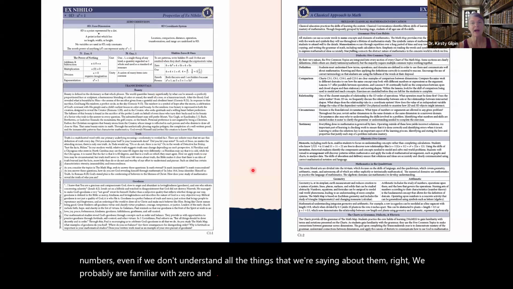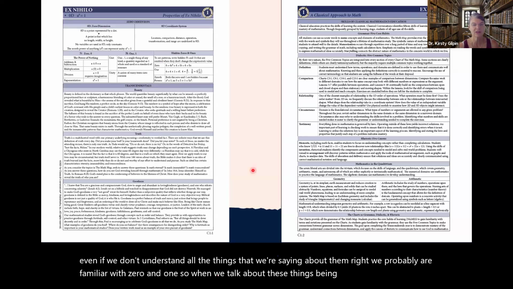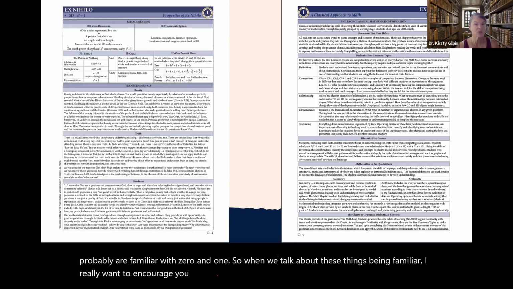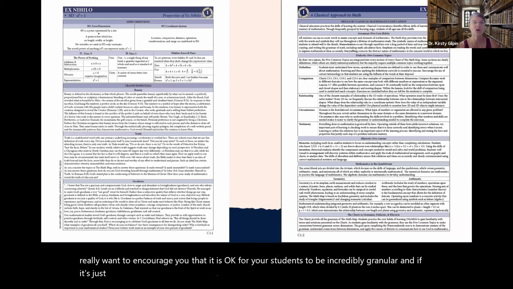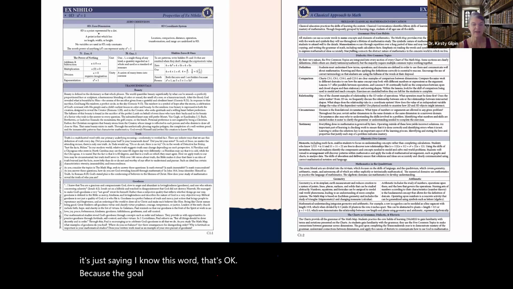So when we talk about these things being familiar, I really want to encourage you that it is okay for your students to be incredibly granular. And if it's just saying, I know this word, that's okay, because the goal is to look closely and find something that we can build on.